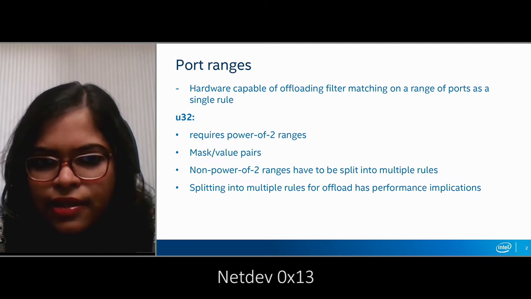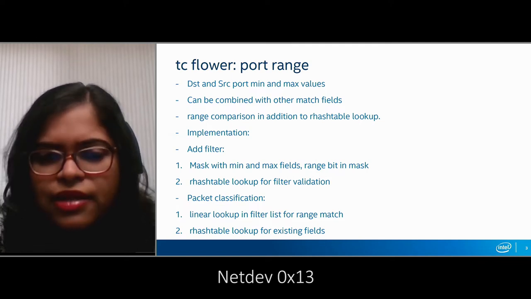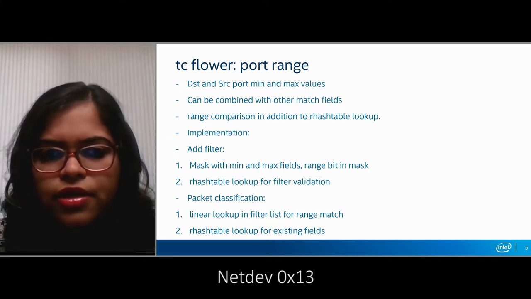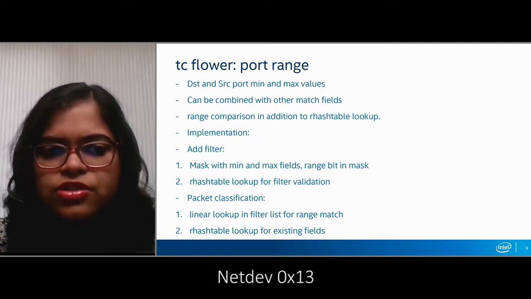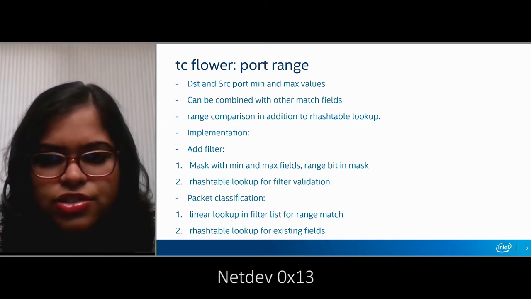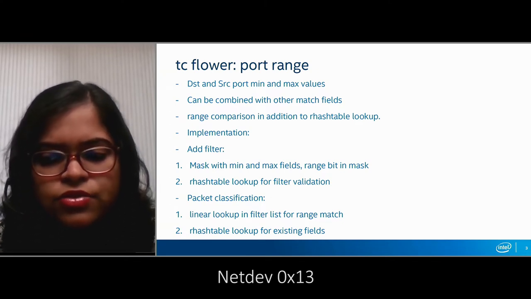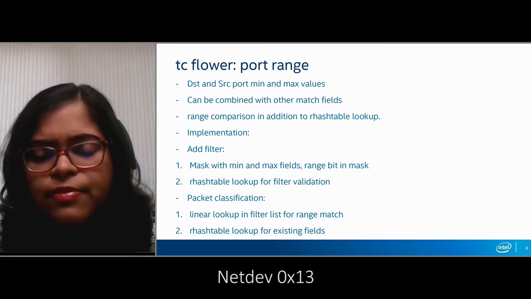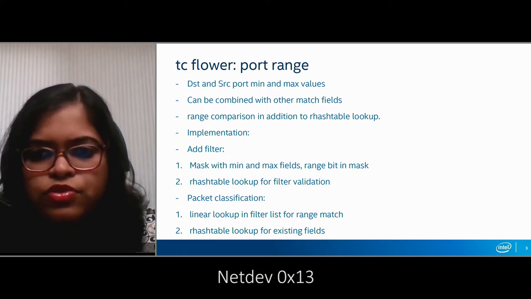So in the next slide, our best candidate was TC Flower. The challenge is that TC Flower is based on the R hash table lookup using mask based keys, which is again not ideal for range matches. But then we already support filter offloads through TC Flower in our devices. So this was the best candidate to work with. So essentially we just introduced a range comparator in TC Flower in addition to the already existing R hash table lookup. So we could now support matching on destination and source port based ranges as min and max values. And these could also be combined with other existing match fields. So for example, you could match on IP protocol types, destination or source IP address, destination or source port range, all as a single rule.